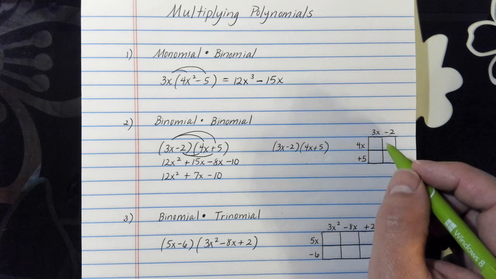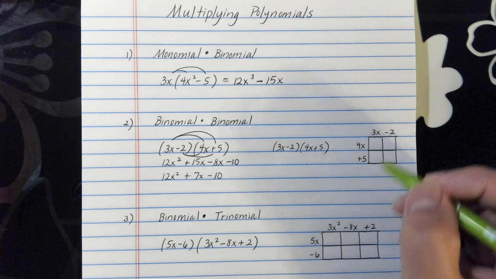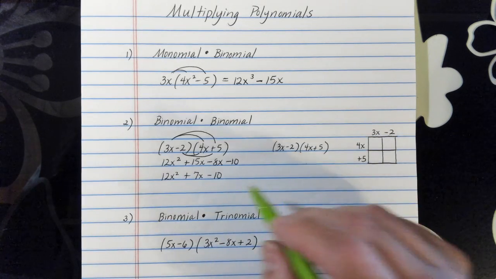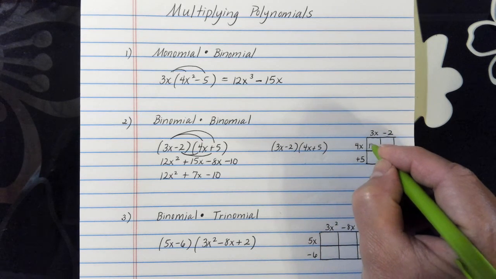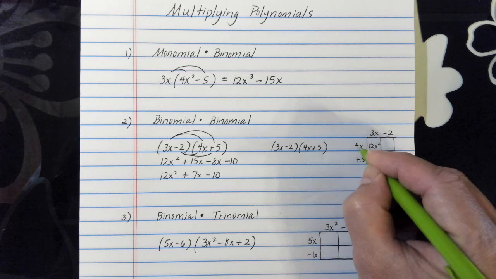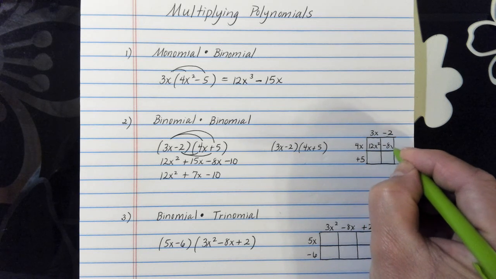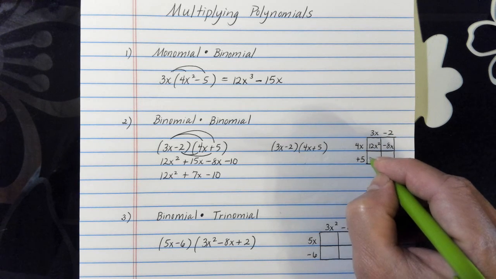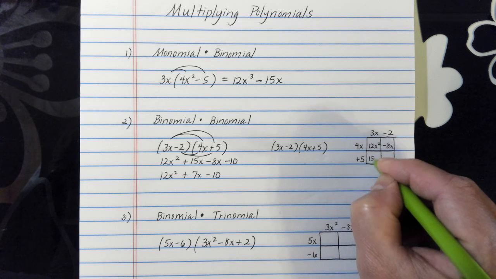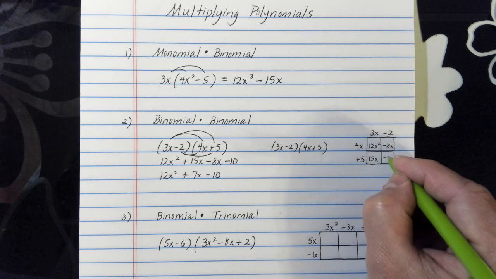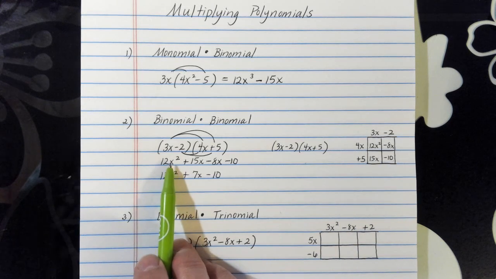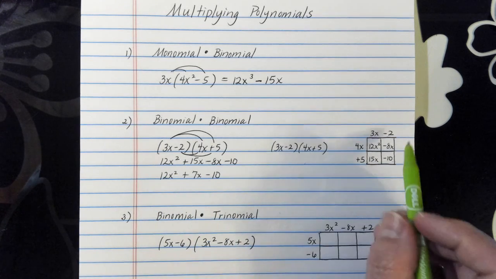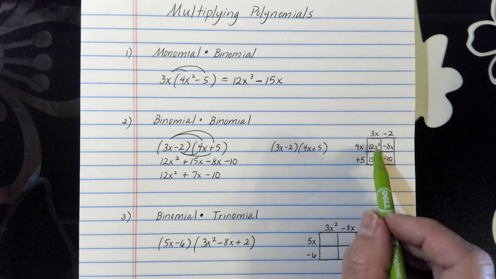Another way you could show your work is using the box method. It's not really a method, it's just a way of showing your work, but in the end you're going to still get the same result. Multiply those two, multiply the 4x with the negative 2, multiply the 3x with the 5, and multiply the 5 with the negative 2. You notice those 4 pieces are identical to these 4 pieces. But not done, you still have to combine like terms.